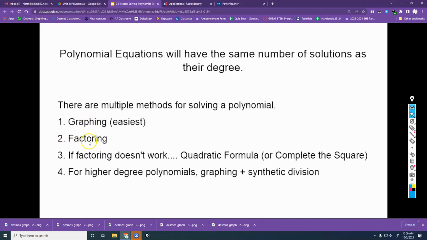Sometimes, and actually anything that will factor perfectly will also work on Desmos, so we won't have to do a lot of those. If we can't factor, we are going to do a little quadratic formula. This says or complete the square, because these are Miss Martin's notes. We are not going to complete the square. It is not going to be necessary for us to learn how to do that. And then we could do graphing.